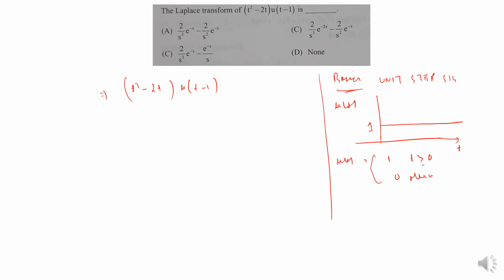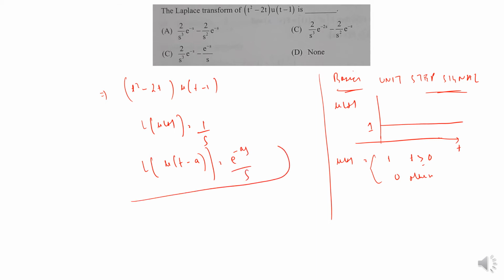So the Laplace transform of u of t is 1 by s. The Laplace transform of u of t minus a is e power minus as by s. So this is the basic which we should have to solve this problem first of all.